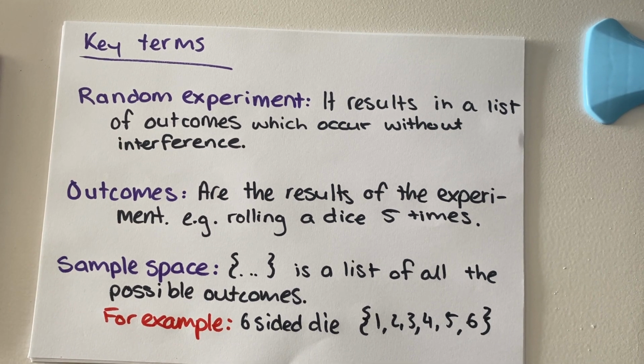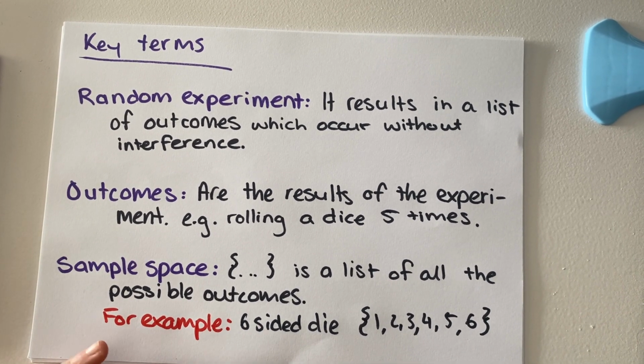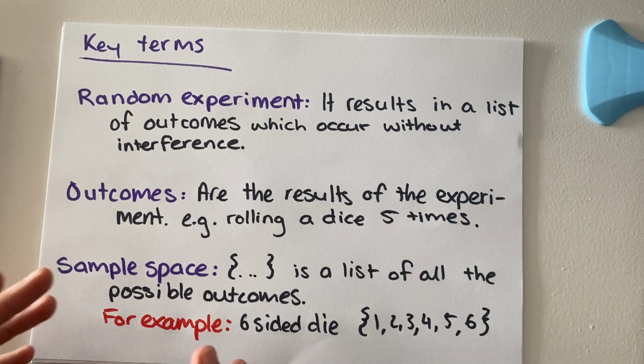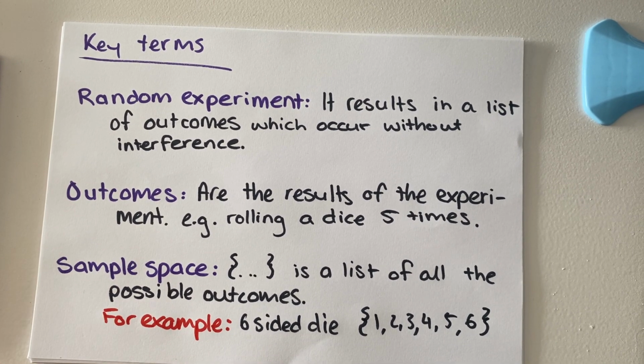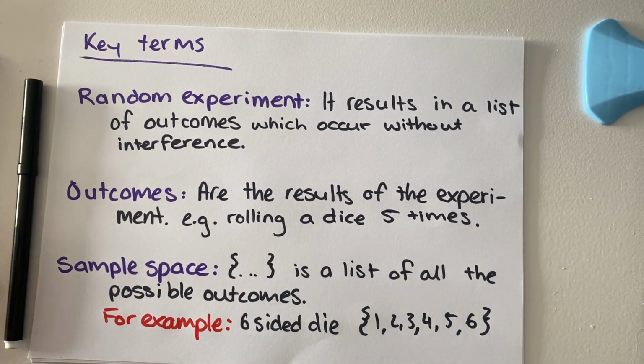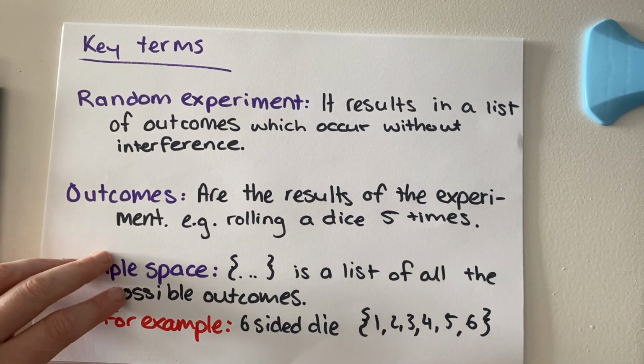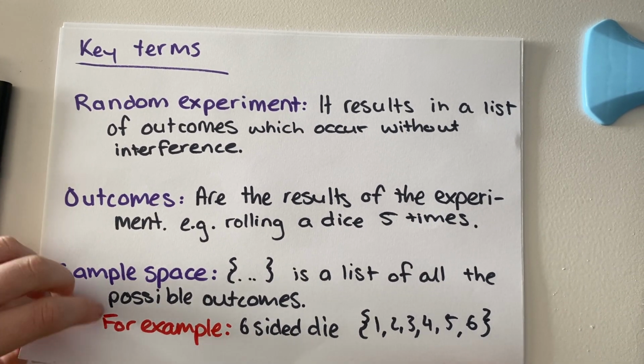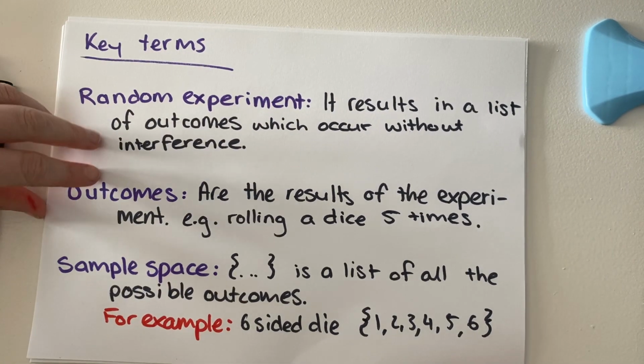And if there's any double ups, we don't include them. We just include everything the first time it appears and then not again. So if we had a spinner that had a number or a colour twice on it, we would only include the colour once in our sample space. Okay, so those are 3 of our key terms so far.